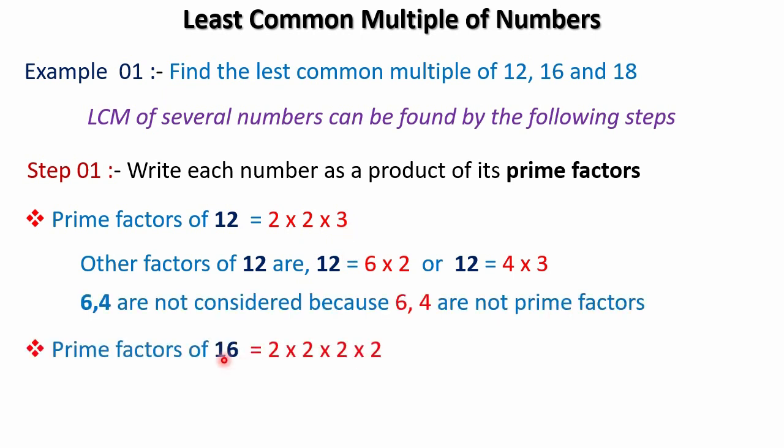Similarly, we can find the prime factors for 16, that means 2, 2, 2, 2, because 2 into 2 into 2 into 2 is 16. We can't write 4 into 4 because 4 is not a prime number. Similarly, 18 becomes 2 into 3 into 3.